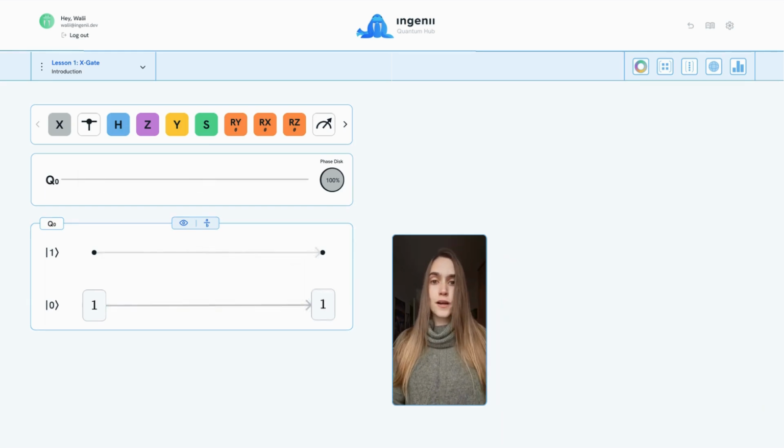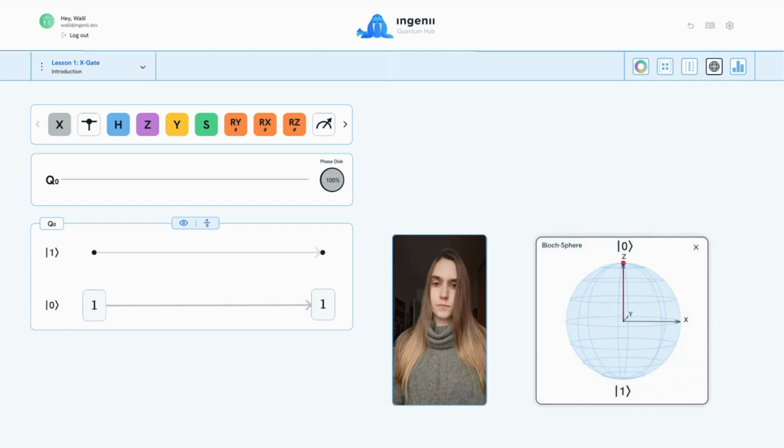Now, let's explore how the X-gate modifies the state in the Bloch sphere. In this representation, the state 0 is at the North Pole, and the state 1 is at the South Pole. The X-gate corresponds to a 180-degree rotation around the x-axis.